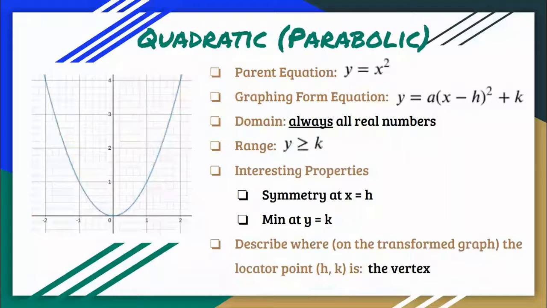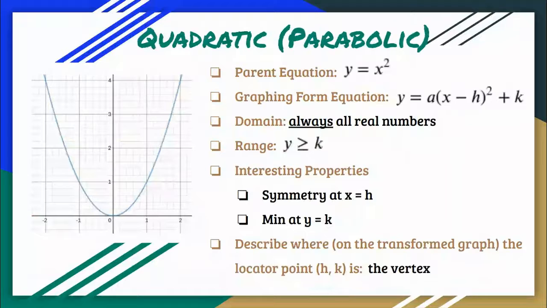And our range, when we have a concave up like this, it's always going to be y is greater than or equal to whatever the k value is. So in this case, it's 0, so it'd be y is greater than or equal to 0. If the parabola is concave down or it looks like a frown, it's upside down, you'd have y is less than your k value. The interesting thing about this one is your symmetry is always at x equals h. So whatever your h value is, that's where your line of symmetry is.